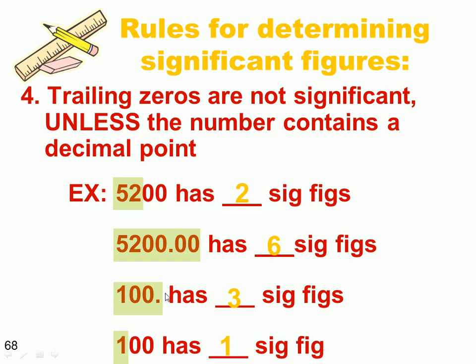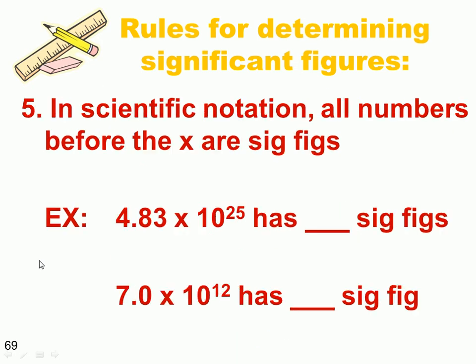Now notice it doesn't matter where the decimal is. It can be in the middle of the zeros, it can be at the end of a number. It doesn't matter if the decimal is present. Any zeros at the end of a measurement are going to be considered significant to the measurement.